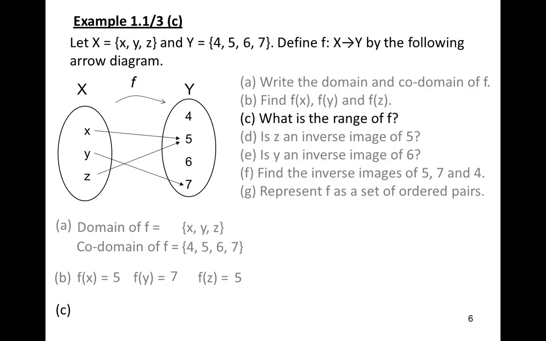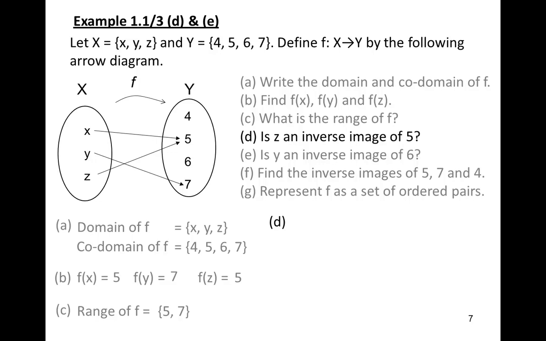Part C. What is the range of f? Well, the range of f is the set of all images. So zoom in to codomain Y and ask yourself, which elements in Y are images of some elements in X? Yes, only those that have an arrow pointing to them. In this case, only elements 5 and 7. So list them out accordingly.